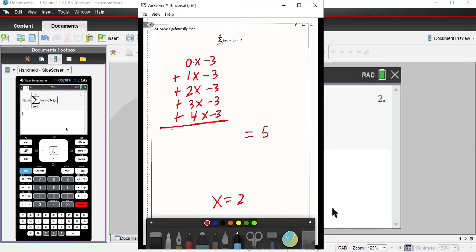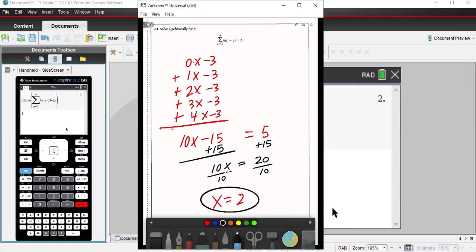So we're going to have 1, 3, 6, 10. So this is going to be 10x. And then we have 5 negative 3s, so that's going to be a negative 15. And then this is just a basic linear equation, right? So you move the minus 15 to the other side by doing the opposite. So this is going to be 10x equals 20. And then you divide both sides by 10, and you get x equals 2, which is what we already know the answer to be. So this is algebraically, and if you understand summations, it's not that difficult.